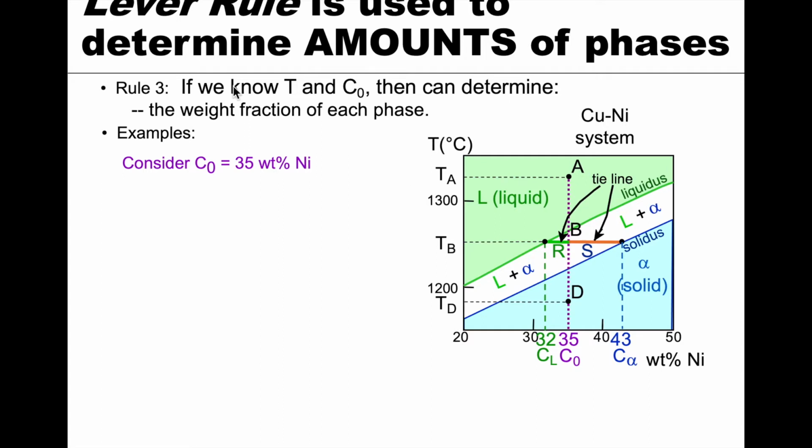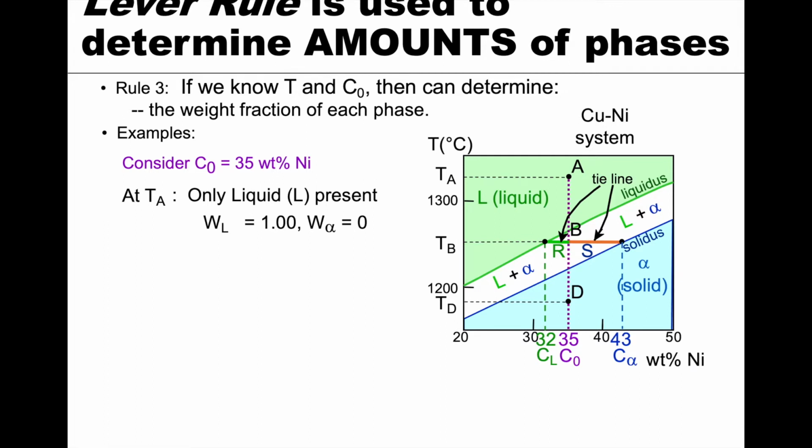So let's look at a similar composition and temperature in this two-phase field and see if we can determine the amounts. This is typically going to be weight fractions of those phases. So we're going to again go with the 35 weight percent nickel, which you can see here is the purple line. And we're specifically going to look at that temperature TB because that's within the two-phase field. And we're going to go ahead and draw our tie line. So you saw this in the previous modules, we had this tie line drawn at that given temperature. So we have that.